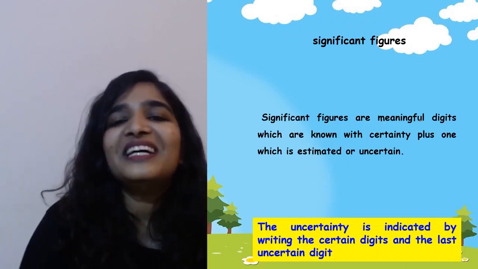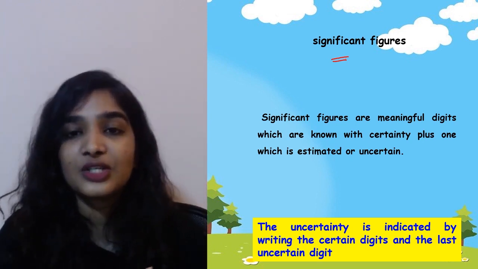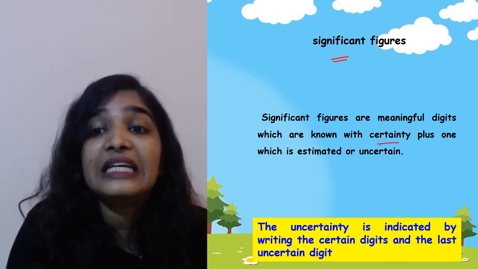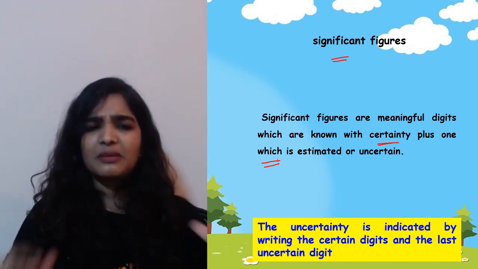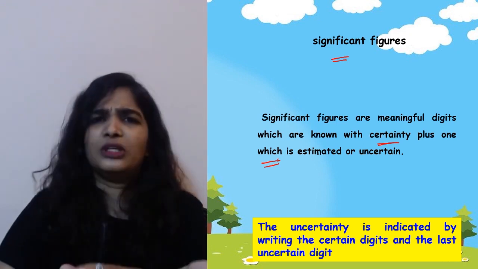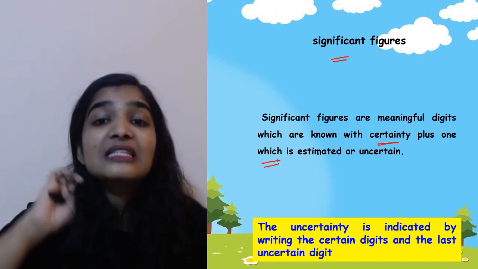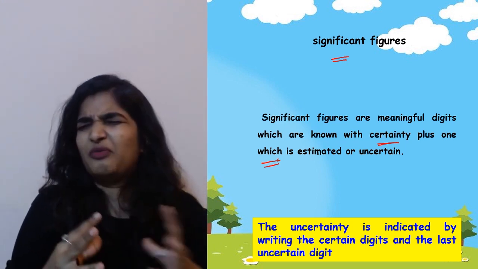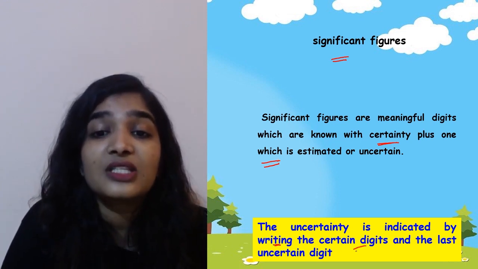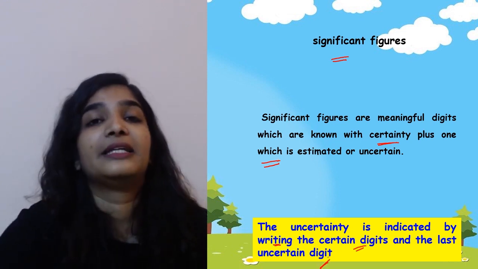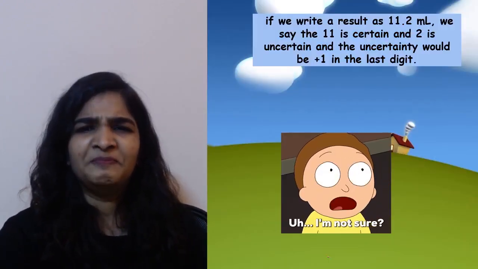Okay, so what are these significant figures? Significant figures are meaningful digits which are known with certainty plus one, which is estimated or uncertain. The uncertainty, where you're not very sure, is indicated by writing the certain digits and the last uncertain digit. Too many confusions, no?